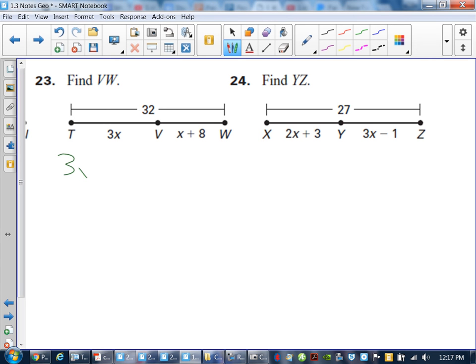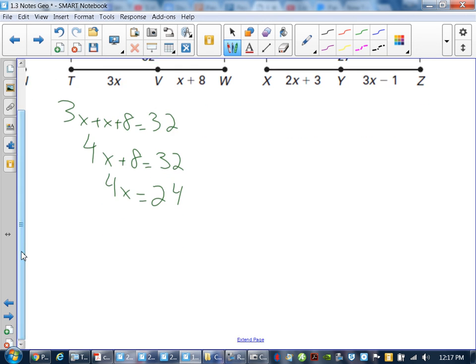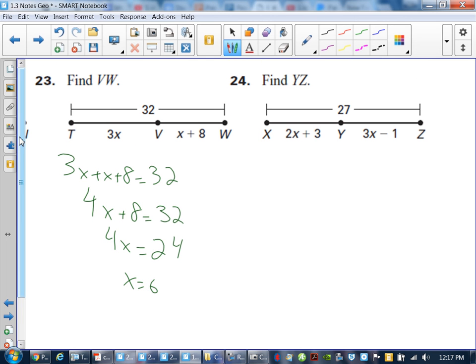We have 3x plus x plus 8 is the 32. What is that, 24? Yeah, x equals 6. Now, it asks you to figure out what VW was, so all you have to do then is take the value of x. 6 plus 8 is? There you go. Very good. Do the same thing on the next one.